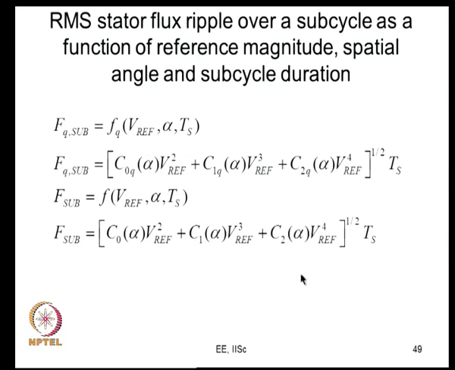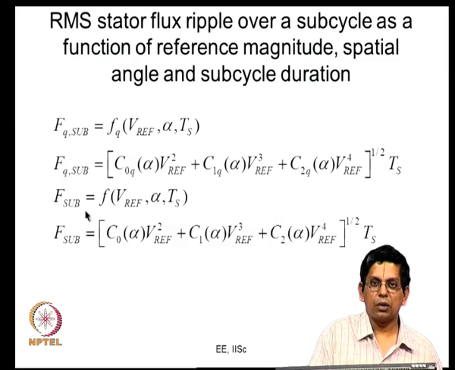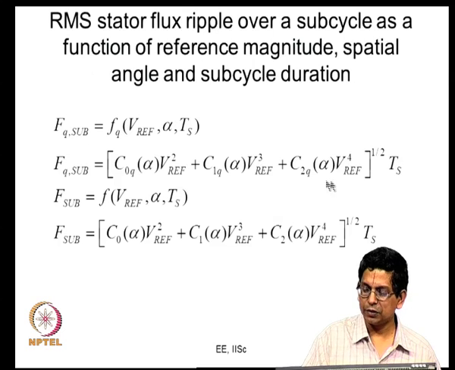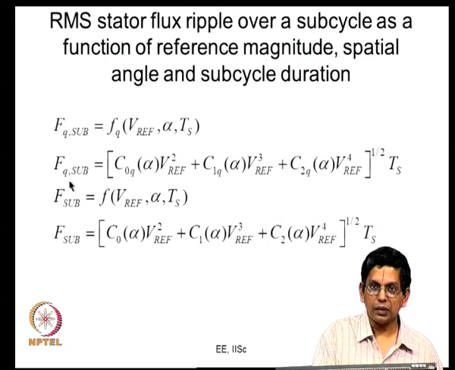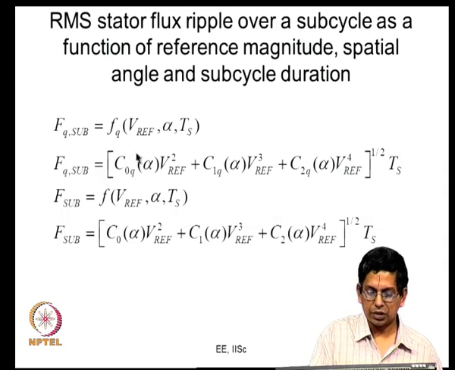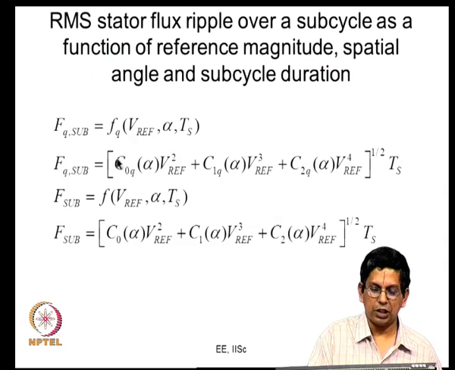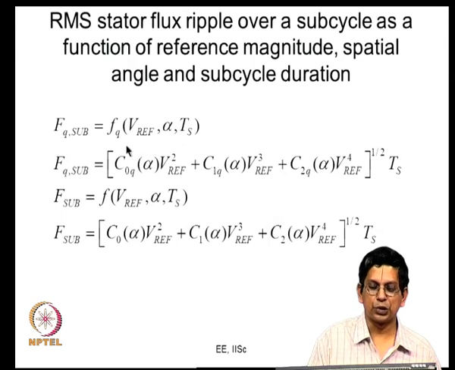You will get this as one function, the q axis ripple, as some function of Vref alpha and Ts, and you will get the total stator flux ripple also as some function of Vref alpha and Ts, and the nature of the function is shown. This is available, and the coefficients will be different for different sequences: something for conventional, something for 0 1 2 1, something else for 1 0 1 2, etc.